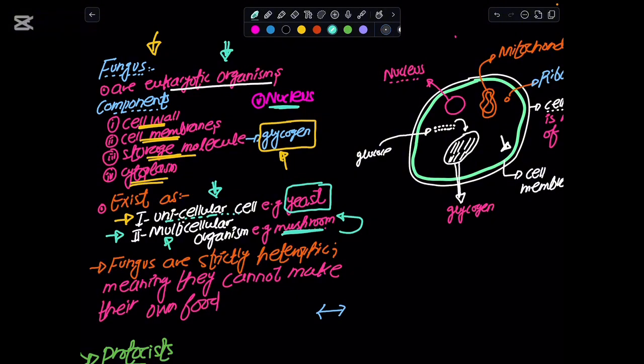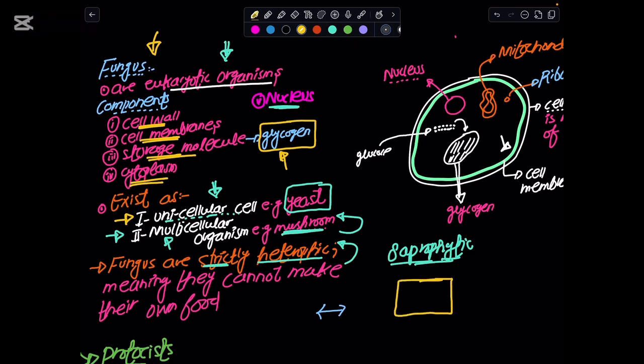Now, earlier in the plants, we used the word autotrophic. That meant that plants are autotrophic because they have an ability to make their own food. But when we discuss fungi, they are strictly heterotrophic. By strictly heterotrophic, we mean that they can never make their own food, but rather depend upon other organisms for obtaining nutrition. And those fungi that obtain nutrition from dead organic matter are termed saprophytic in nature.